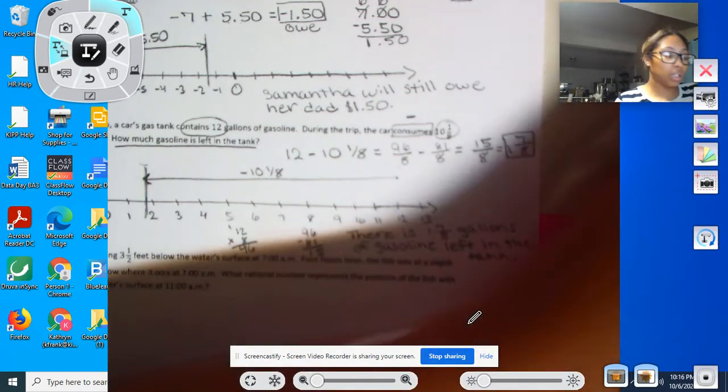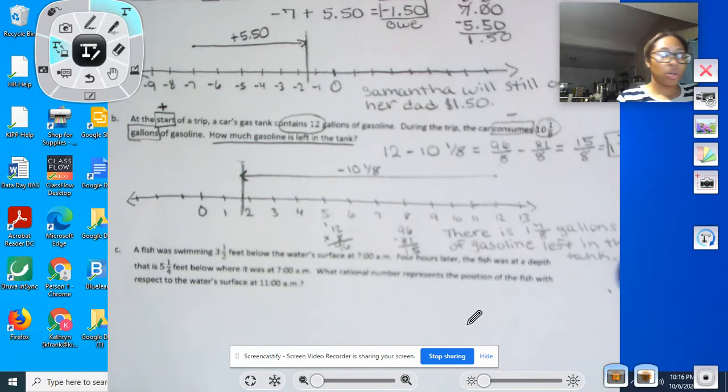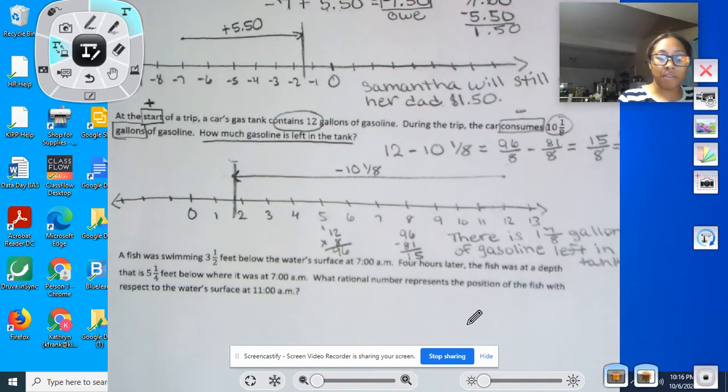Now, let's take a look at problem C. Problem C says a fish was swimming 3½ feet below the water's surface at 7 a.m. 4 hours later, the fish was at a depth that is 5¼ feet below where it was at 7 a.m. What rational number represents the position of the fish with respect to the water's surface at 11 a.m.?